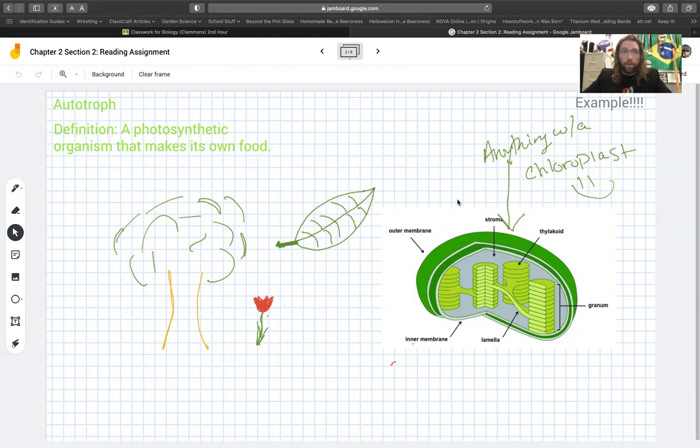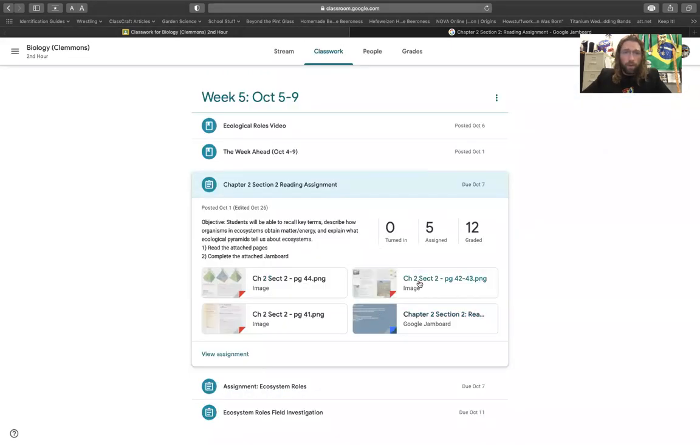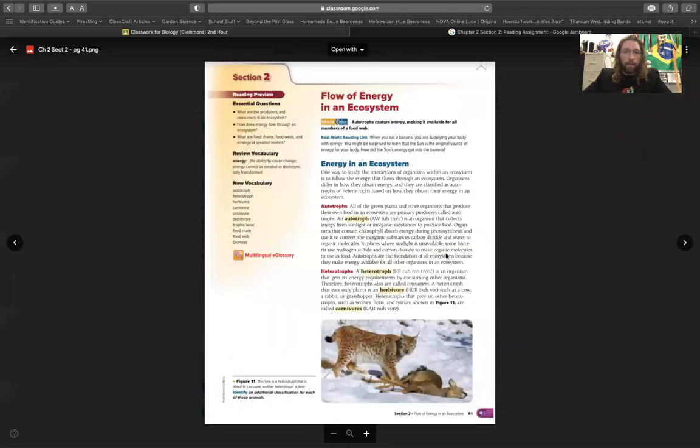So this assignment here was over the three reading pages here. It's actually like 6 pages for you to go through. And it's all over the flow of energy in an ecosystem. Obviously, that's what the title says. So this was us getting into understanding food chains and food webs, what heterotrophs and autotrophs are.